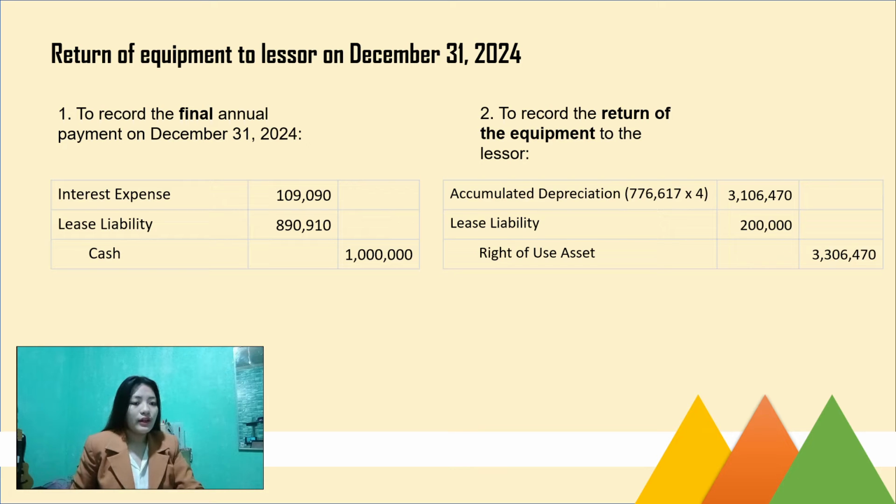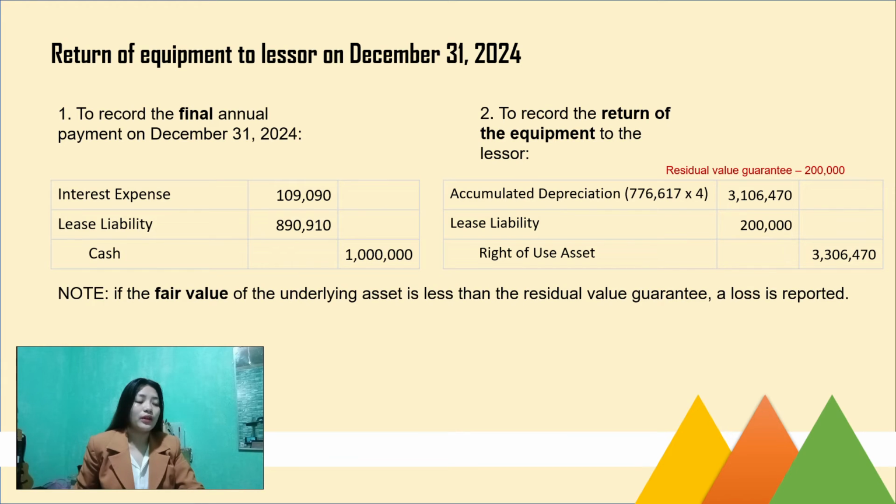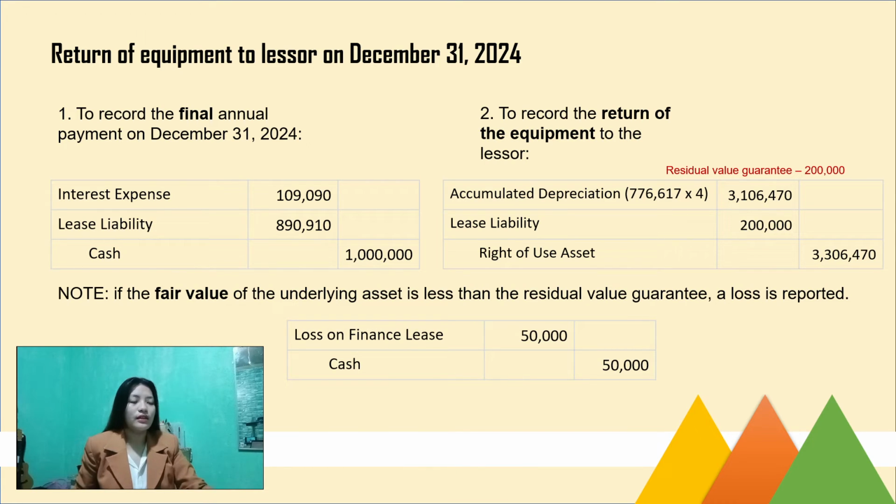Then note, if the fair value of the underlying asset is less than the residual value guarantee, a loss is reported. So dito sa number 2, ang fair value ng ROU ay 200,000 kasi kunin natin yung difference of the ROU and the accumulated depreciation, that would amount to 200,000. So, nag-equal lang siya dun sa dapat na residual value guarantee. So, there wouldn't be a loss in there.